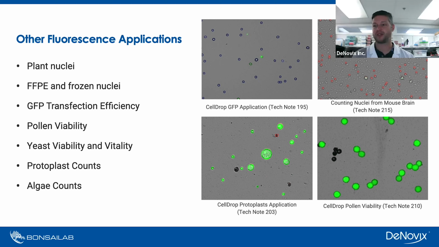Some other applications for fluorescence would be checking your GFP transfection efficiency. We've worked with other customers who have done pollen viability counts on a fluorescent CellDrop. Yeast viability and vitality can be done on the fluorescent CellDrop, as can protoplast and algae counts. And we've also had some people look at trypanosome parasites, which is listed here.